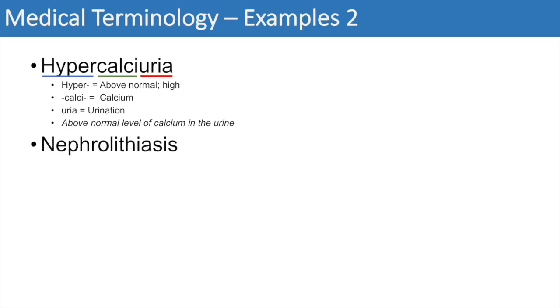Another one is nephrolithiasis. So this might be a little more tricky, so we'll just break it down again. So this first part, what does nephro mean? Well, nephro actually means kidney. Now, lith, I mentioned just not too long ago, lith means stone. And iasis actually is a condition, some abnormal condition. So what does this actually mean? Well, nephrolithiasis actually just means kidney stones.